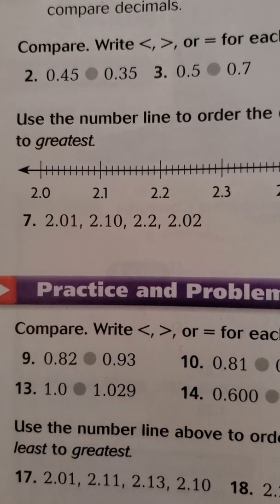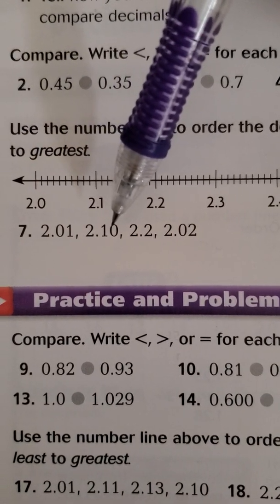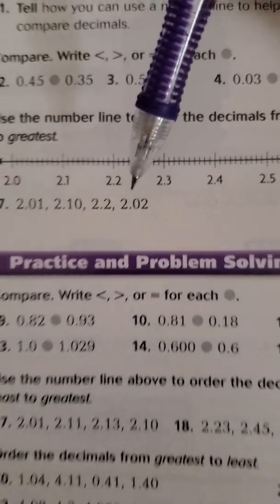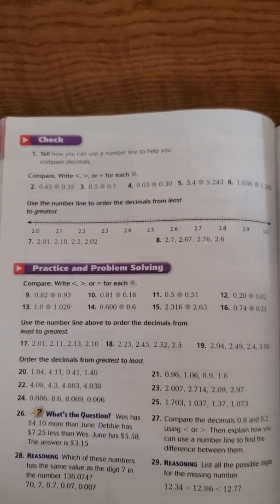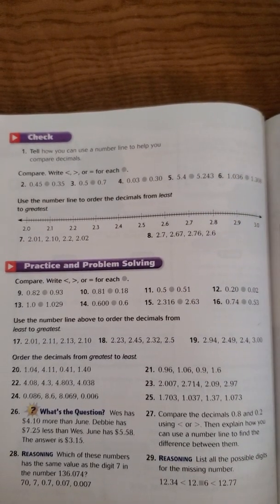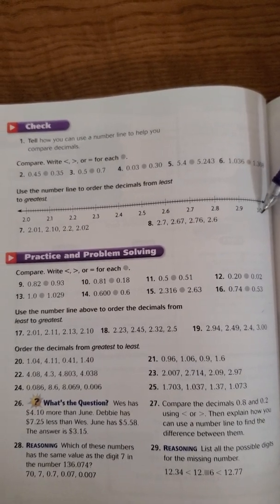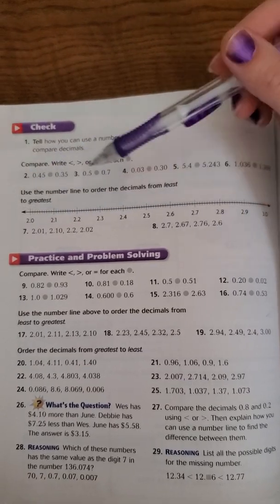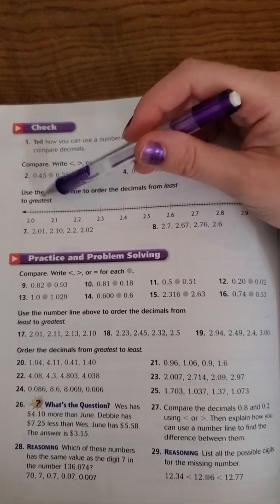We are given 4 decimal numbers. We have 2 and 1 hundredth, 2 and 10 hundredths, 2 and 2 tenths, 2 and 2 hundredths. So here is our number line. Notice that on our number line, it starts from 2 to 3. So 3 is our greatest, at the right, going all the way to 2 as our least. And we are going to order all of these 4 numbers from least to greatest.